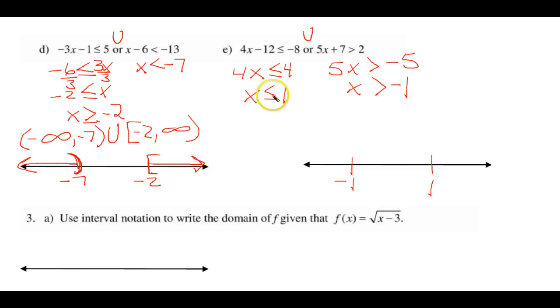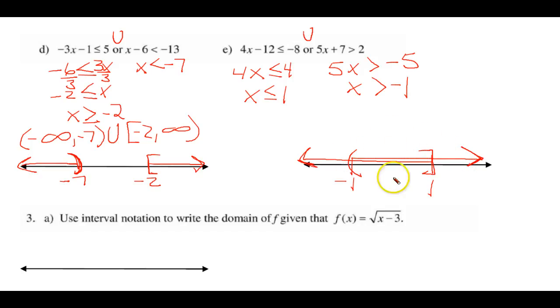Now here we're going to have an inequality symbol that also includes equal, so we have to have a bracket. It's going to go in this direction. And here we have x is greater than negative 1. We have a parenthesis that goes in this direction.